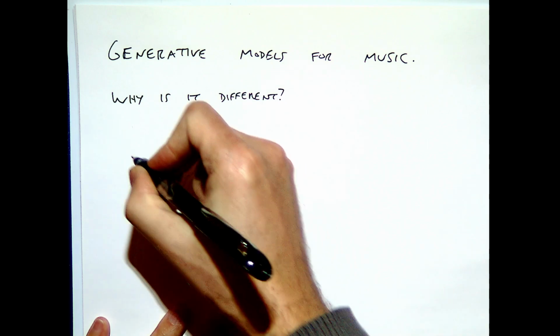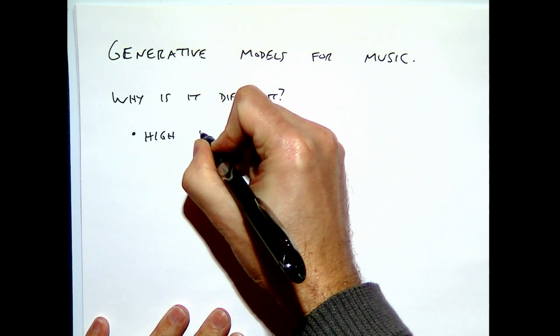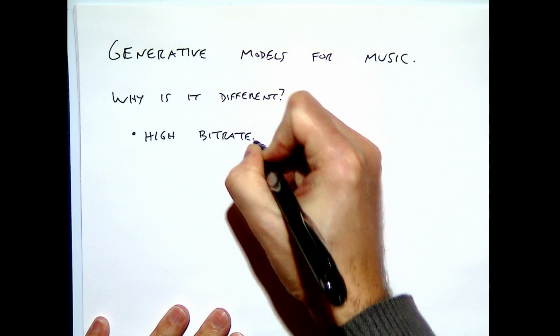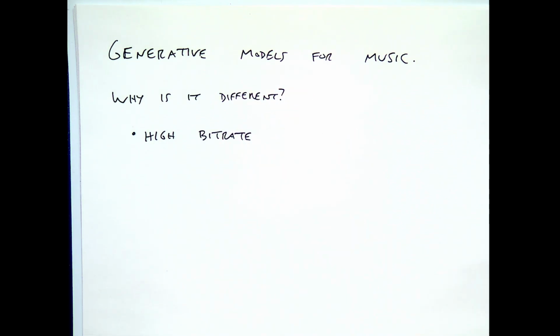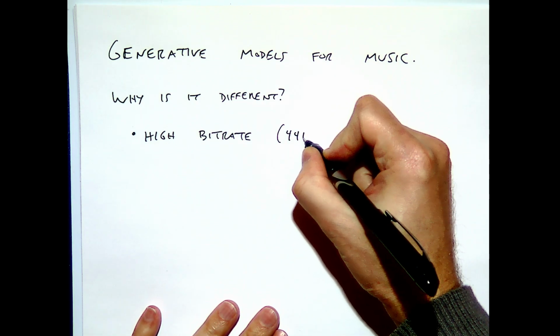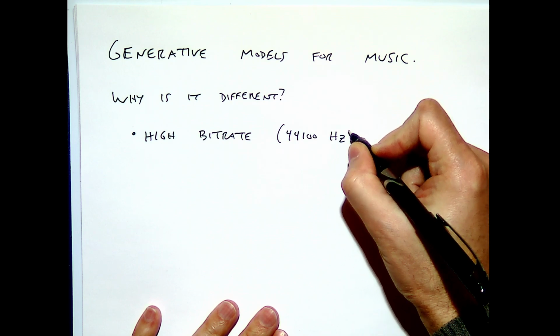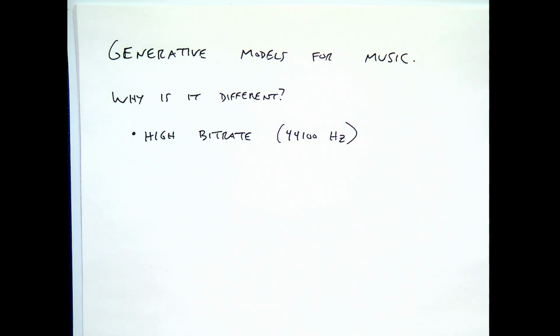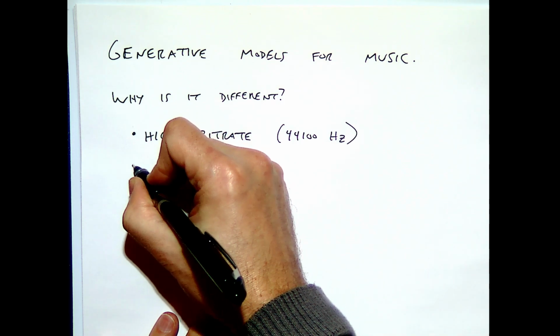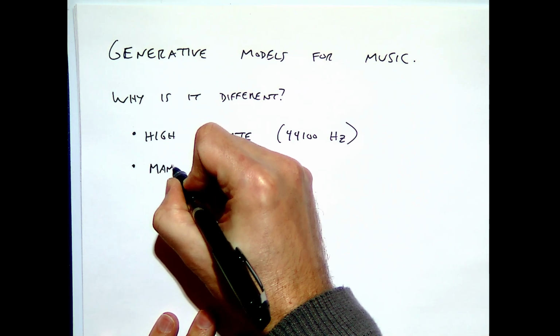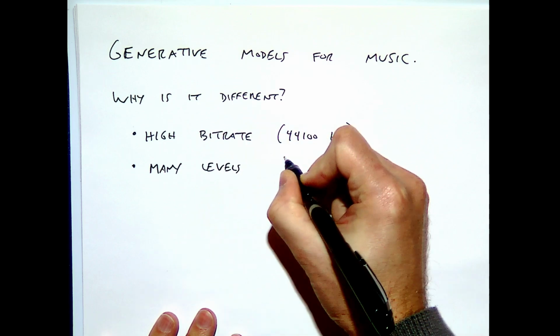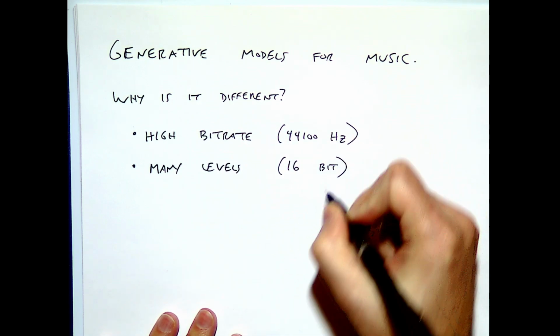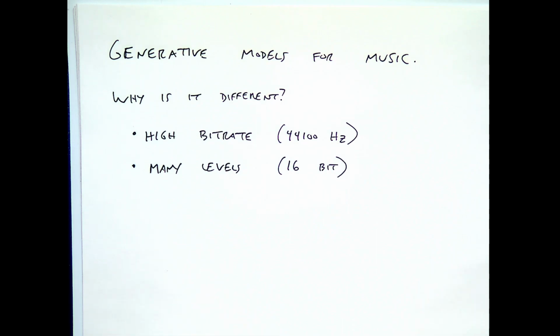Well, there are several reasons, right? One is that music has an extremely high bit rate. I know it's archaic to say CD quality music, but certainly high quality digital music is basically 44 kilohertz, right? That's what CD audio quality is. And also, a large number of levels. Basically, 16-bit audio is standard high quality, right? So if you think about a 4-minute audio track at this quality, it's already 10 million samples, right?